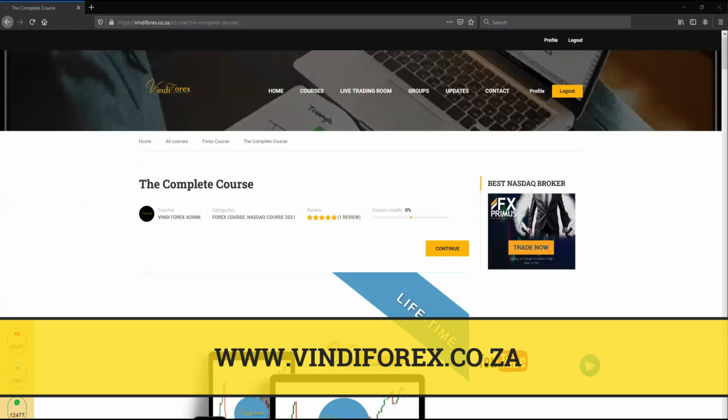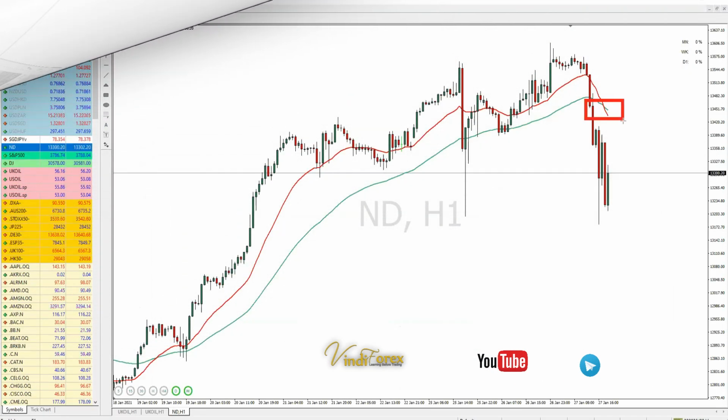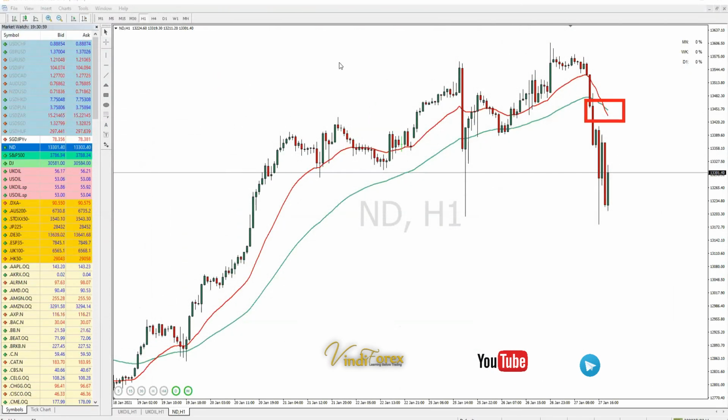Okay, back to this. So what you want to do, obviously, is wait for price to come back there. As soon as it reaches that particular level, you look for opportunities to actually go short in the direction of the initial break. That is what we're trying to do.